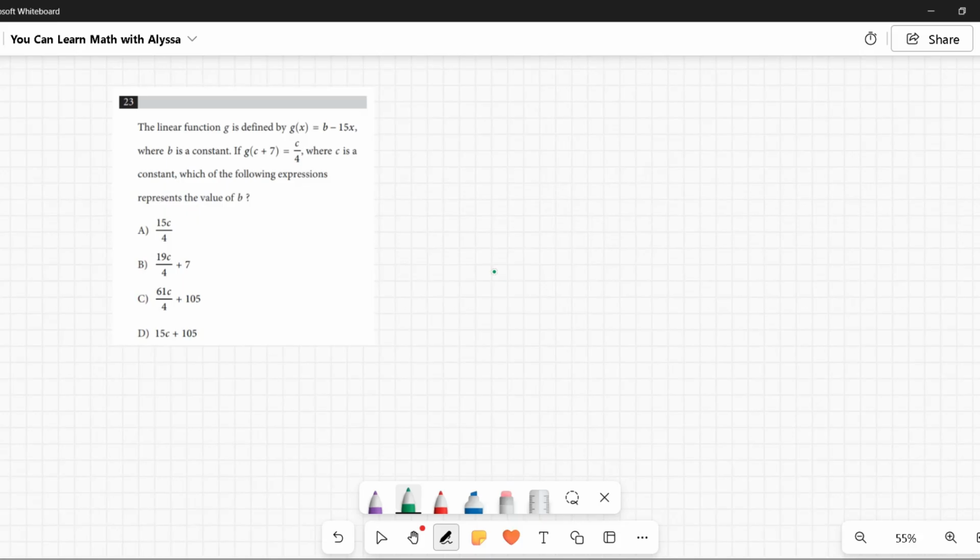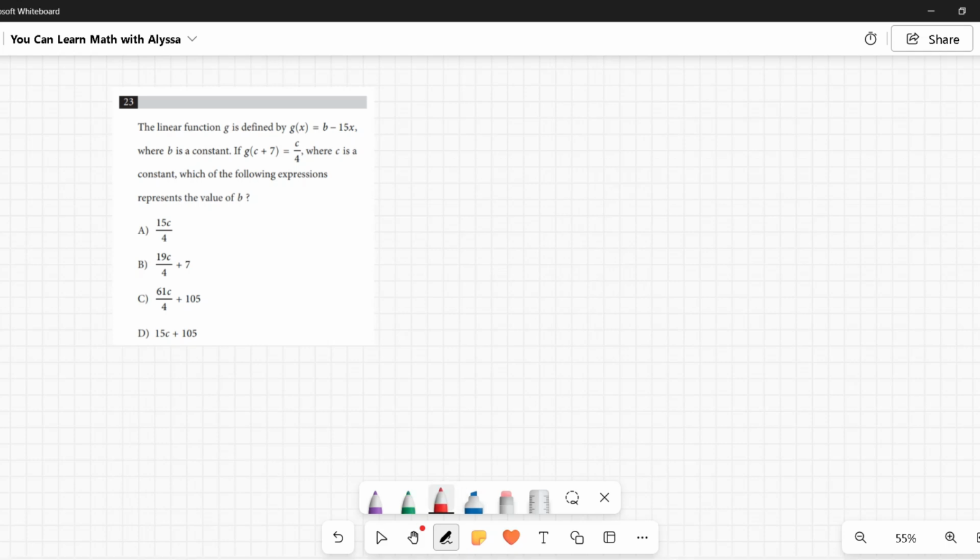Number 23, the linear function g is defined by g of x equals b minus 15x, where b is a constant. If g of c plus 7 equals c over 4, where c is a constant, which of the following expressions represents the value of b? Okay.